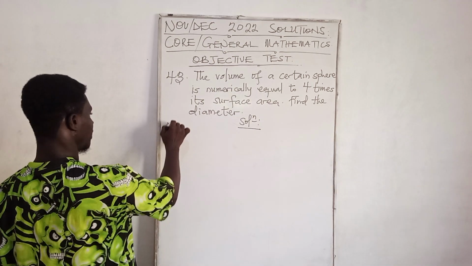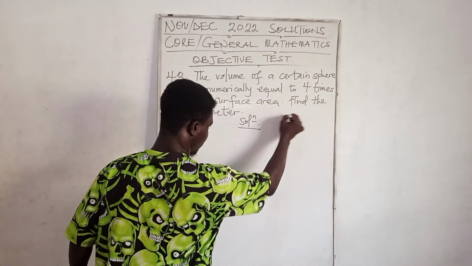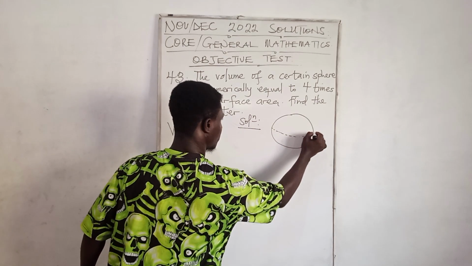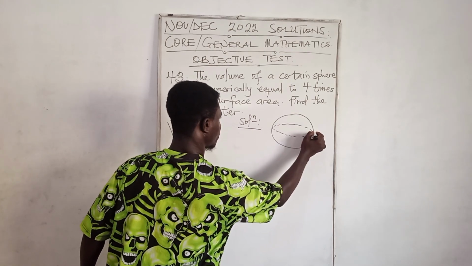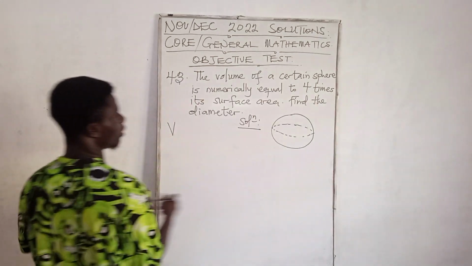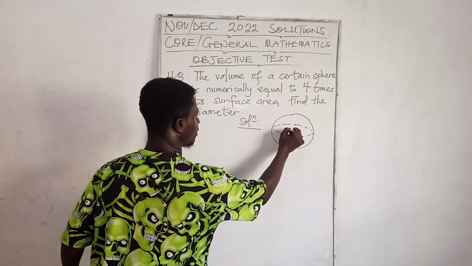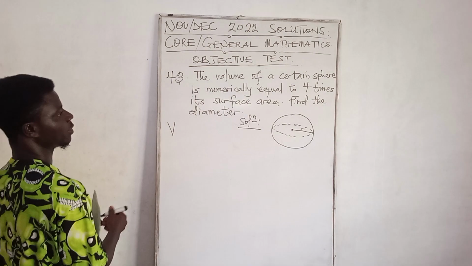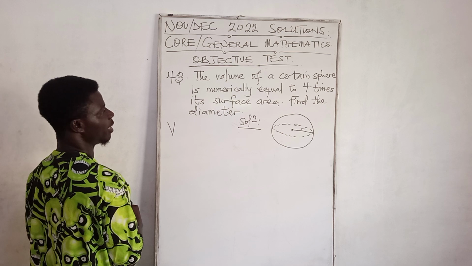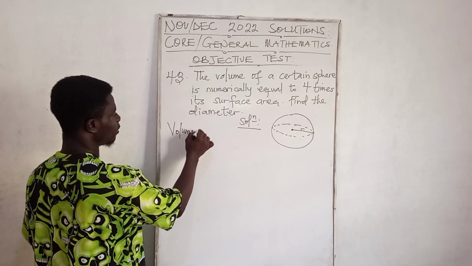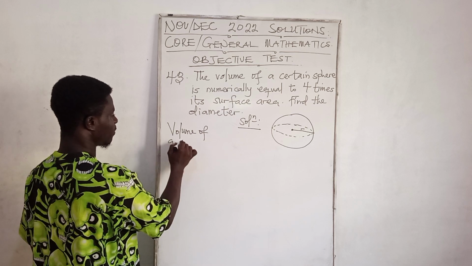Volume of a sphere. You have a sphere. So this is the sphere we are talking of, and this is the radius. So let's see the volume of a sphere.